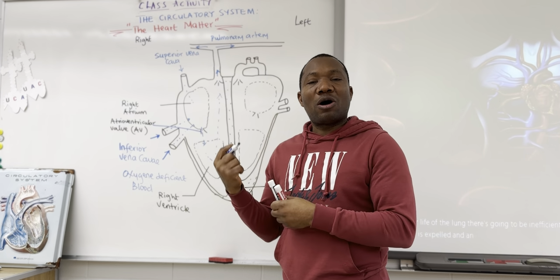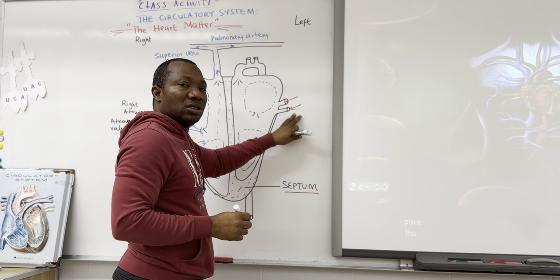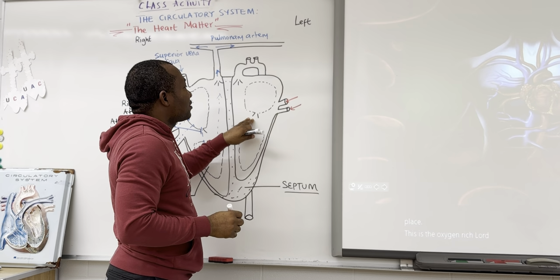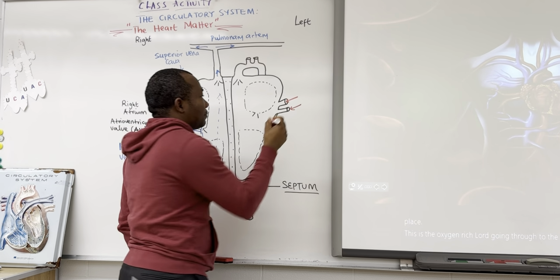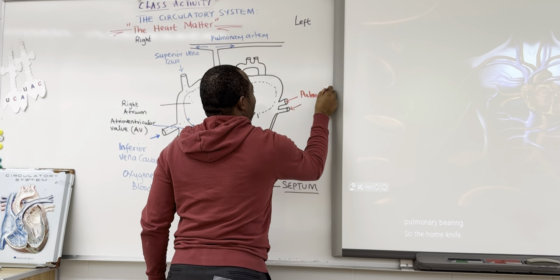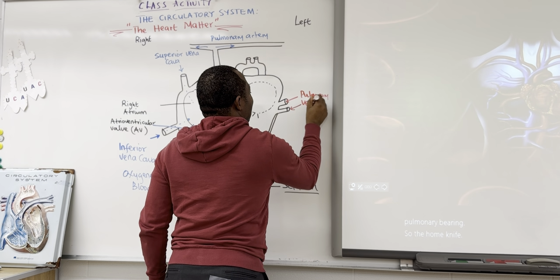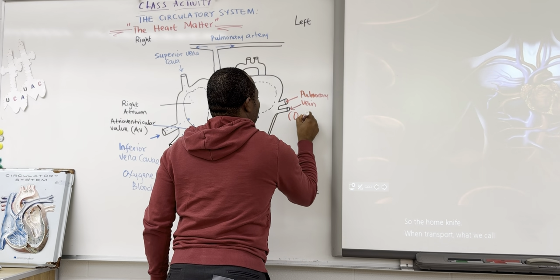But again, we know that the oxygenated blood returns to the heart, and so we depict the oxygenated blood with red. So that means it comes through to this place. This is the oxygen-rich blood going through to the left atrium via what we call pulmonary vein. So the pulmonary vein transports what we call oxygen-rich blood.